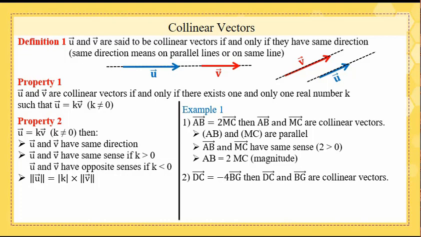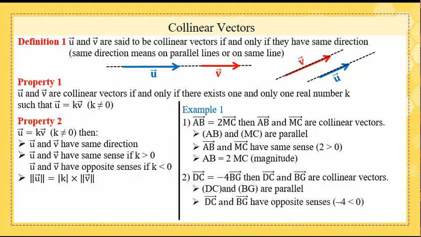DC vector equals minus 4 multiplied by BG vector. This gives us that DC vector and BG vector are collinear vectors. They have the same direction, they are on parallel lines. They have opposite senses. Why? Because BG vector is multiplied by minus 4, which is a negative number, and the magnitude of DC vector is equal to 4, the absolute value of minus 4, multiplied by the magnitude of BG vector.